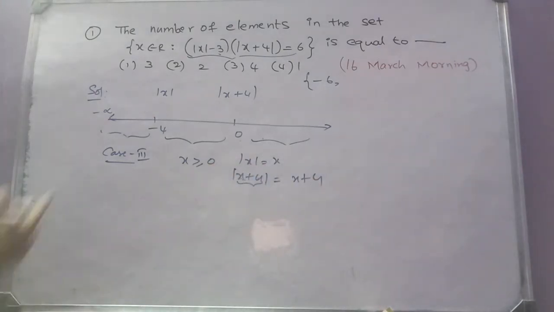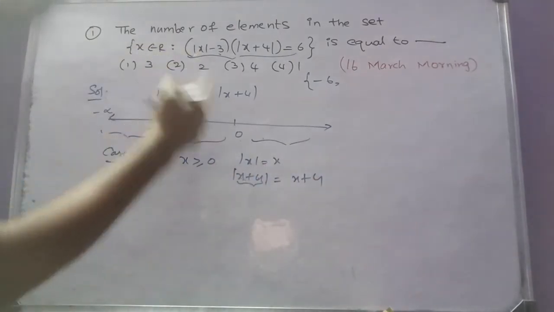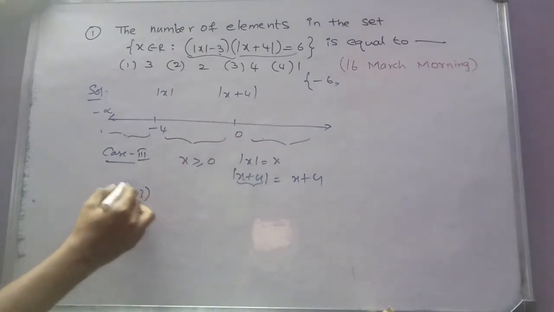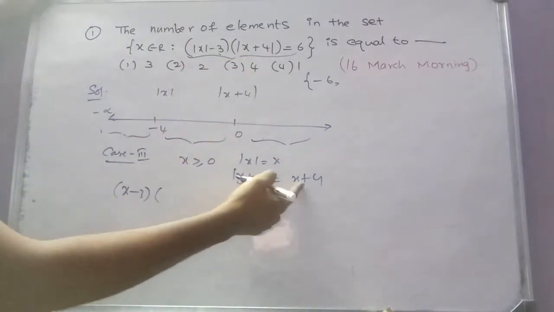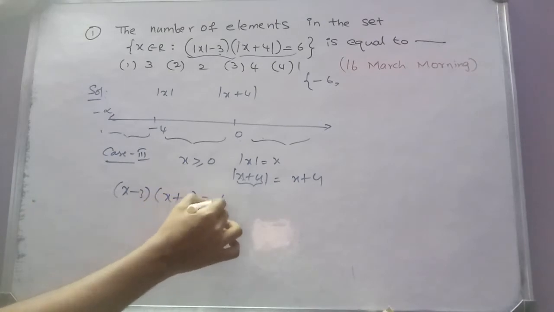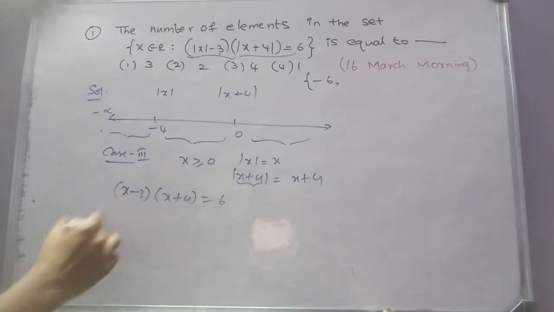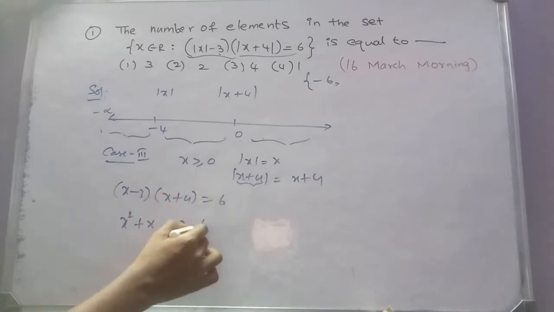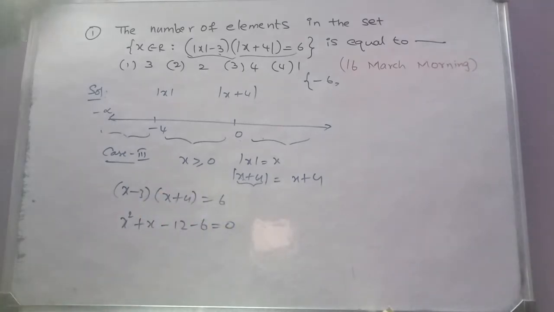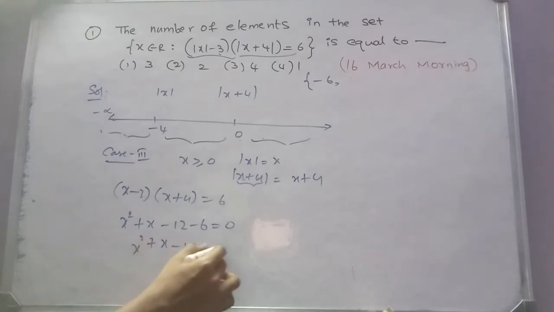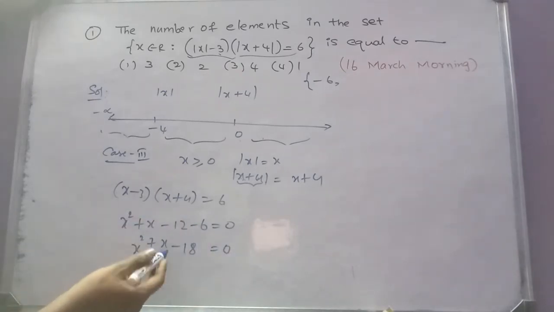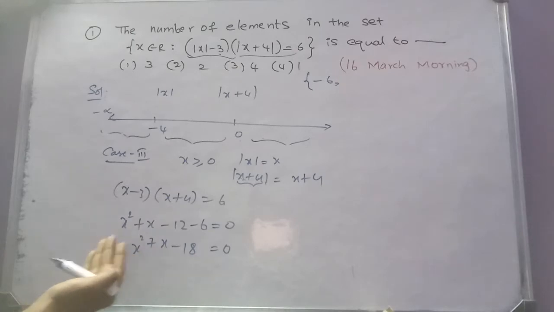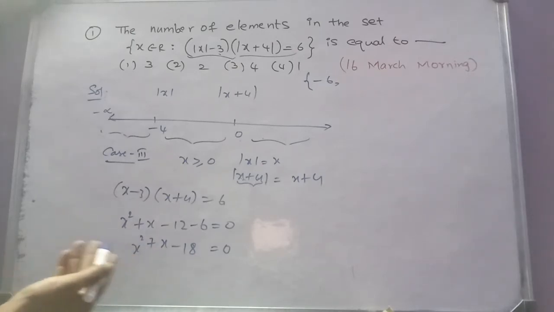So now the equation becomes mod x means x, minus 3 into mod of x plus 4 means x plus 4 only, equal to 6. Expand it. You get x square plus x minus 12, and take 6 to the left side, minus 6 equal to 0. So which means x square plus x minus 18 equal to 0. It cannot be factorized. I mean the middle term cannot be split. So let us use the quadratic formula.